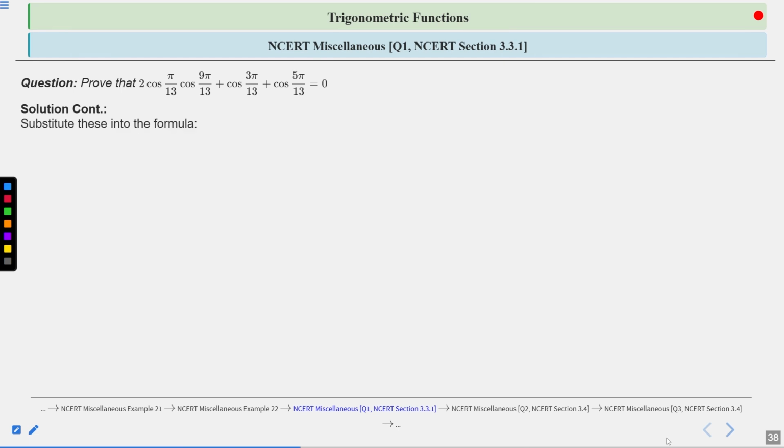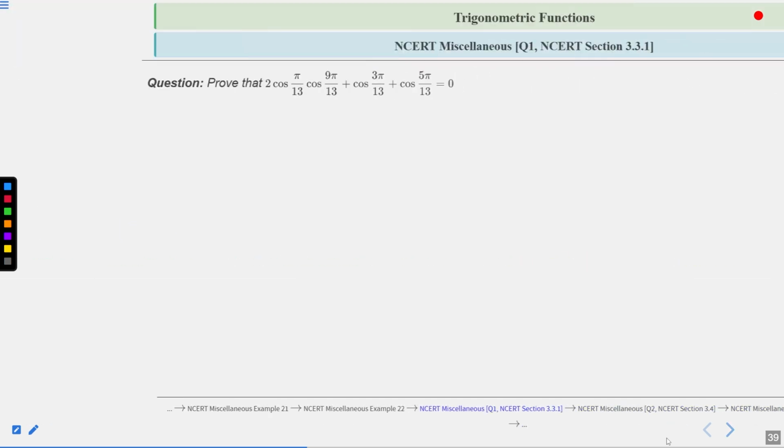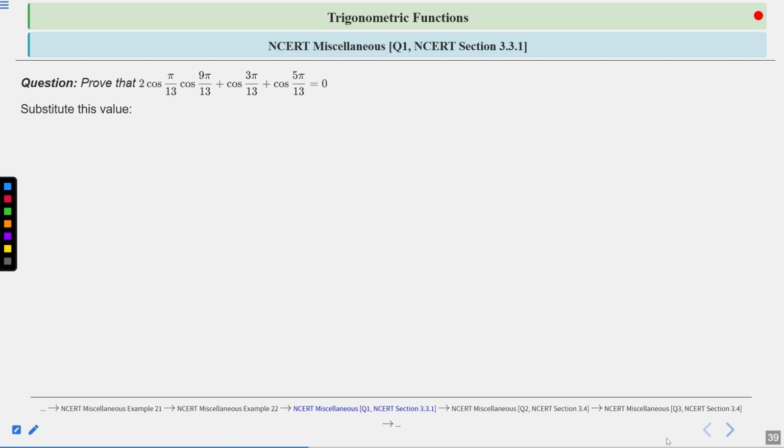Now substitute these into the formula. We will get it equal to 2 cos pi by 13 into 2 cos pi by 2 into cos 5 pi by 26. We will get it equal to 4 cos pi by 13 into cos pi by 2 into cos 5 pi by 26, right? We know that cos pi by 2 is basically equal to cos 90, which is equal to 0, right? So substitute this value. We will get 4 cos pi by 13 into 0 into cos 5 pi by 26. We will get it equal to 0, right?